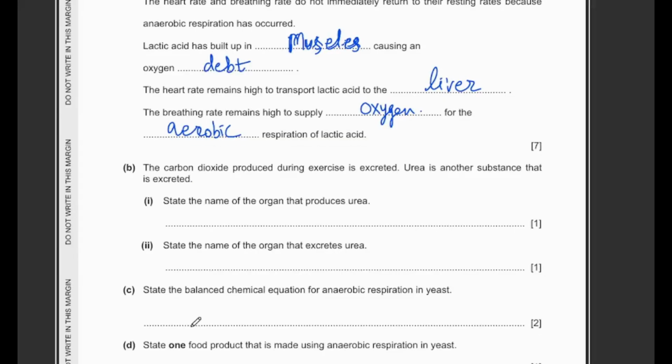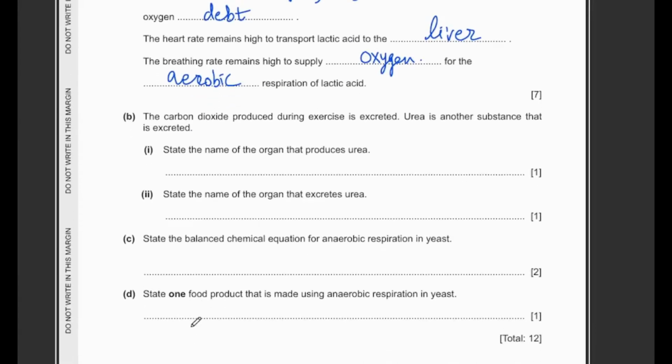Now, the carbon dioxide produced during the exercise is excreted, and urea is another substance that is excreted. State the name of the organ producing urea. It's the liver. State the name of the organ that excretes urea. It's the kidney. Please remember, production of urea is in the liver. Excretion of urea is by the kidney.